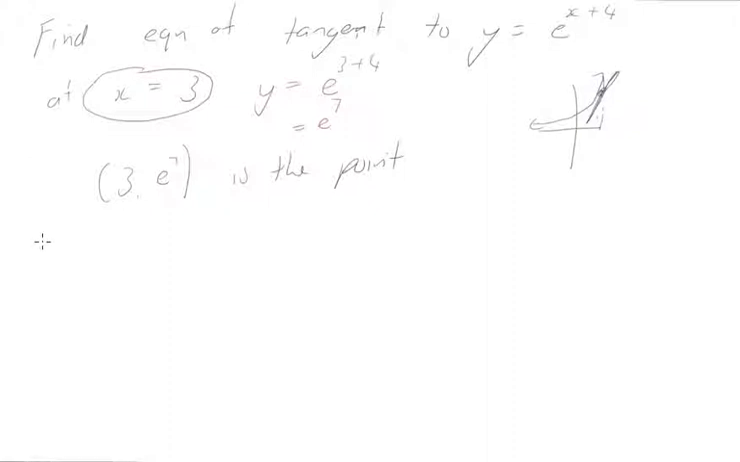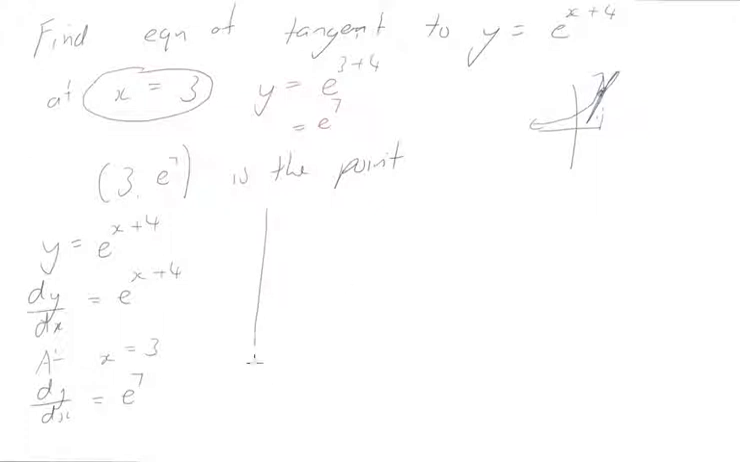So for the gradient, we've got y equals e to the x plus 4, dy/dx. So chain rule, differentiate the top is 1. So it says e to the x plus 4. At x equals 3, dy/dx equals e to the 7. So my gradient here is also e to the 7.